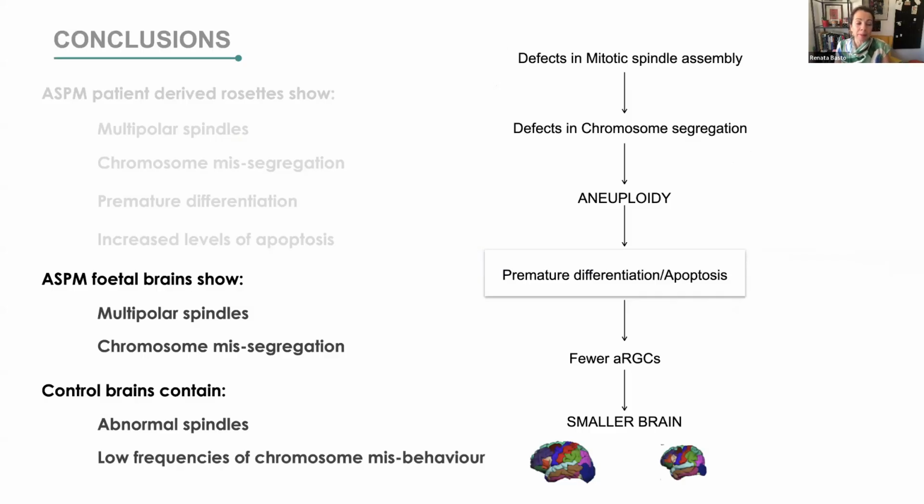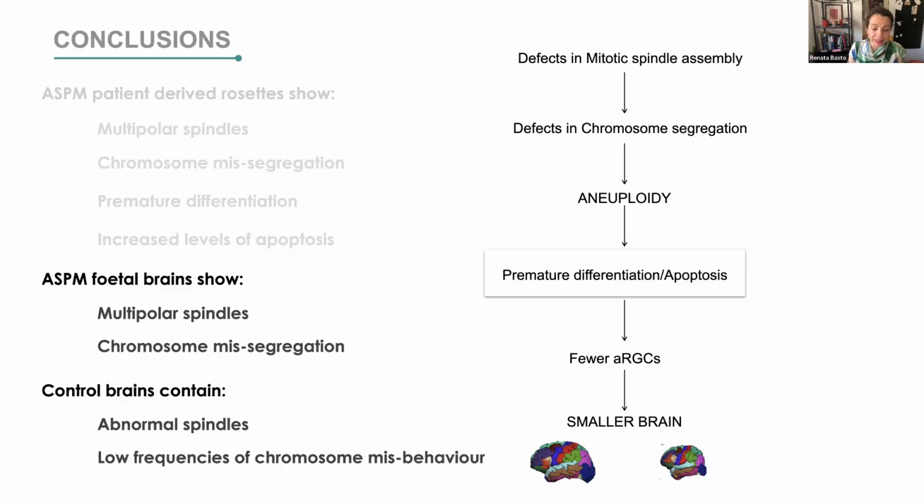And so we are building this kind of model where we think that defects in mitotic spindle assembly, at least in ASPM, can lead to defects in chromosome segregation and aneuploidy, which will trigger either premature differentiation or apoptosis, leading to a depletion of the population of apical radial glia and to a smaller brain.